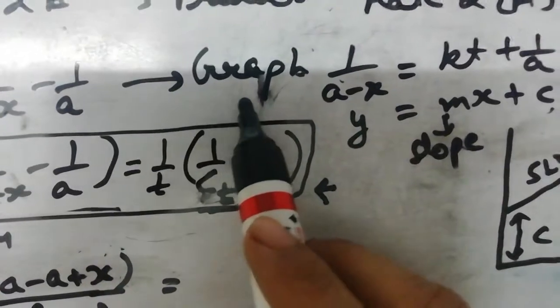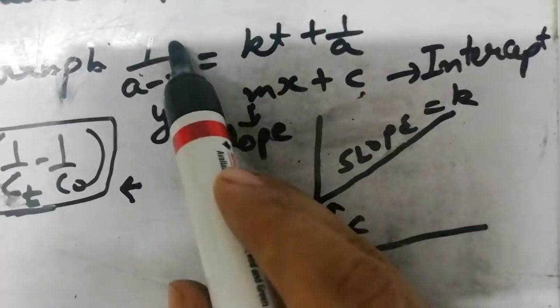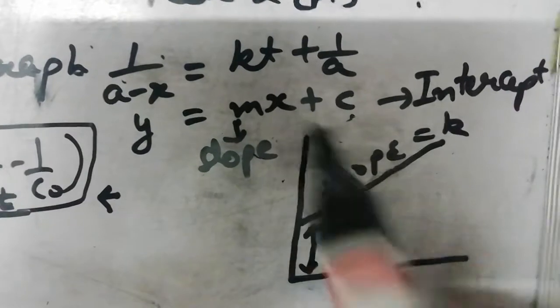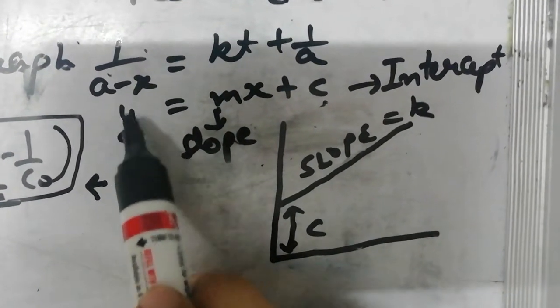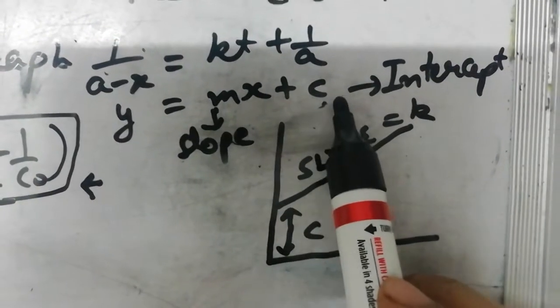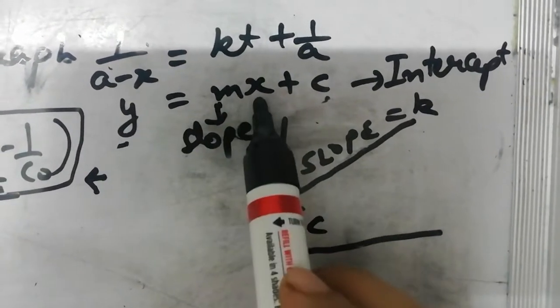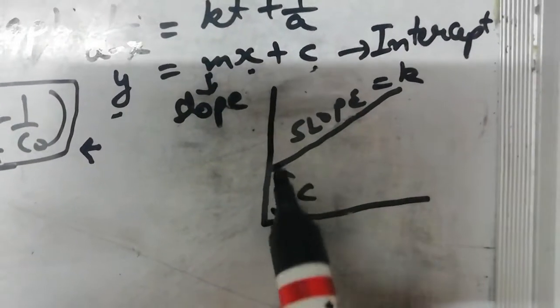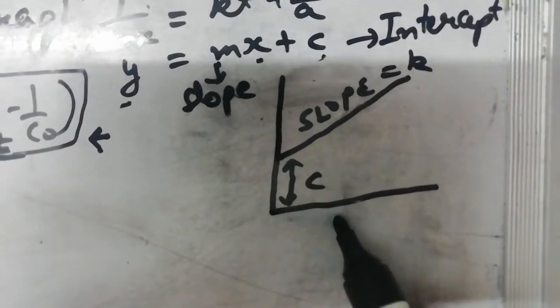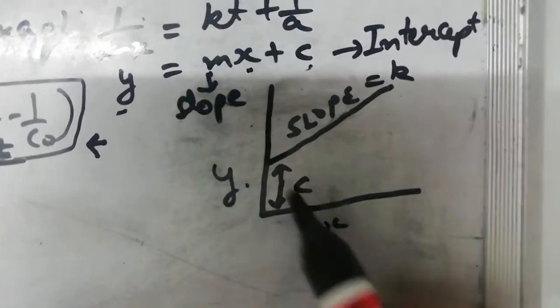For this equation, if we want to draw the graph, our equation is 1 upon a minus x is equal to kt plus 1 upon a. So this equation resembles y is equal to mx plus c. y is the value on the y-axis, x is the value on the x-axis, m represents the slope of this graph, and c is the intercept. So this is how we can draw the graph of this equation.